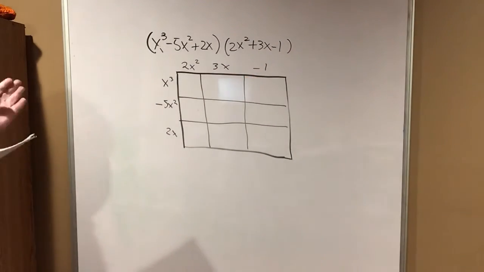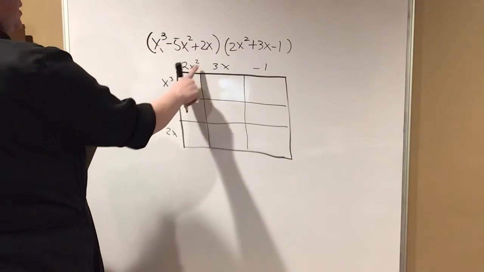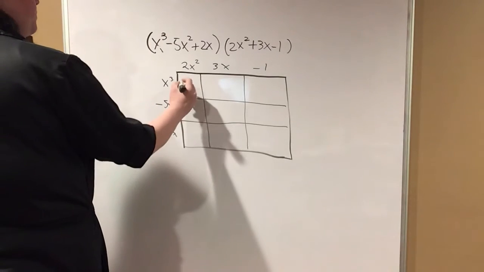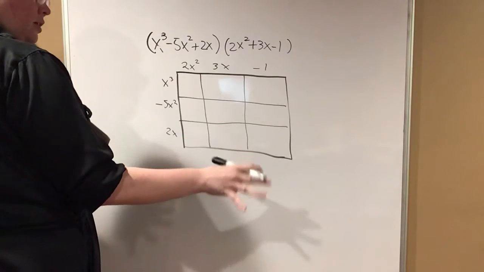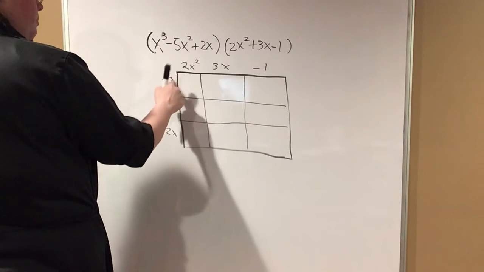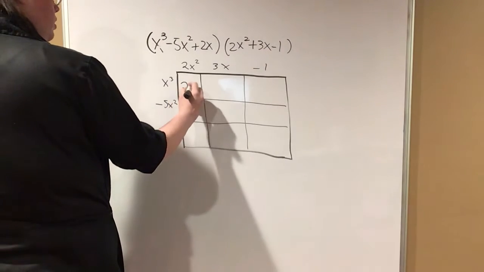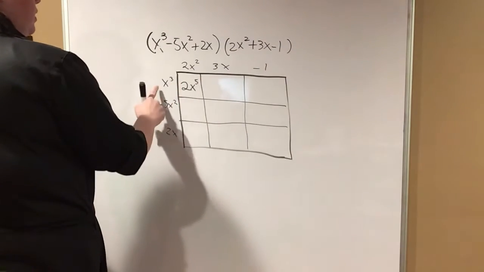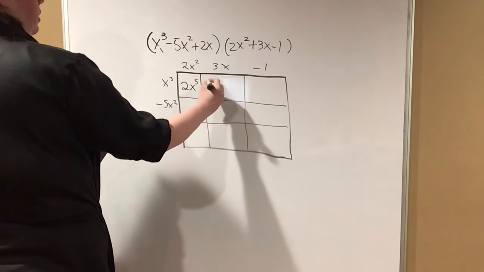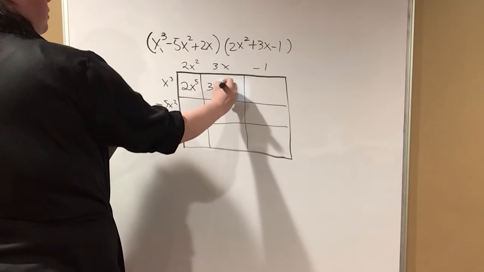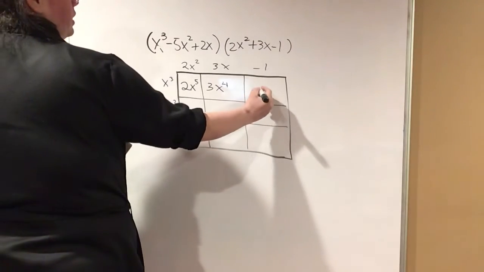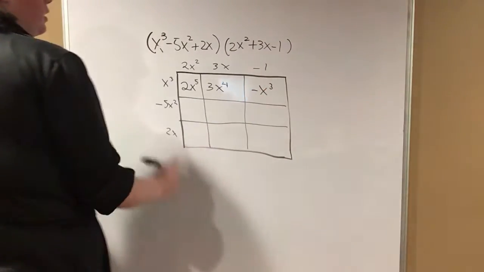Okay, now we're going to multiply this, and it goes here. So x cubed times 2x squared. This is why we needed to know exponents, and I taught you guys exponents already. When we're multiplying this, you're just adding the exponents. So then it's 2x to the 5th. Now let's move on to this guy. 3x times x cubed is 3x to the 4th. And x cubed times negative 1 is negative x cubed. So that's our first row.